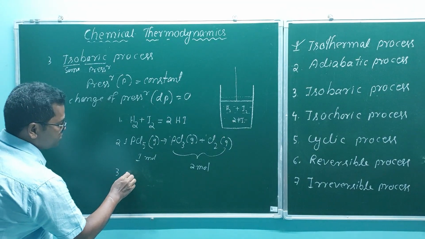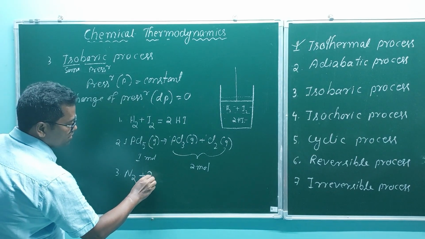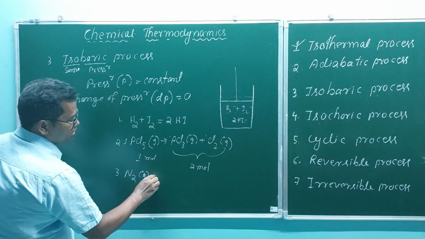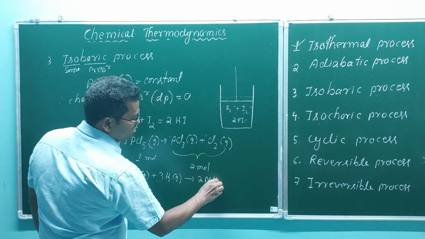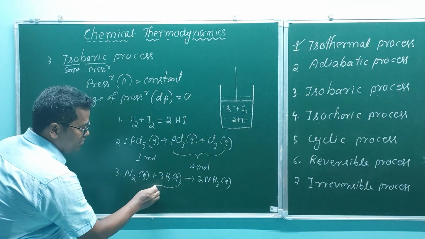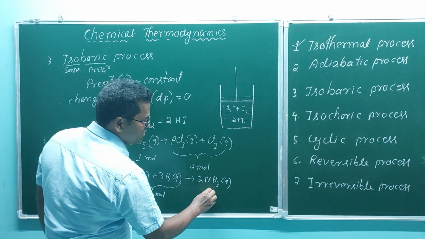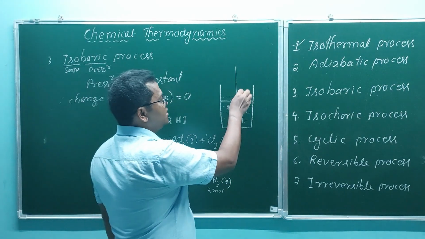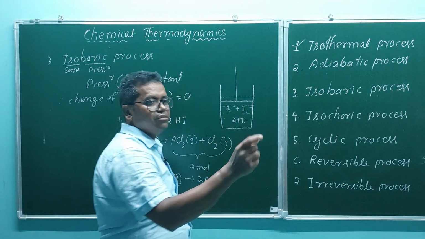Number three, formation of ammonia: N2 gas plus thrice H2 gas giving twice NH3 gas. On the reactant side, how many moles? 4 moles. And on the product side, it is 2 moles. That is, the volume decreases. In that case, the piston will move down and the pressure remains constant.